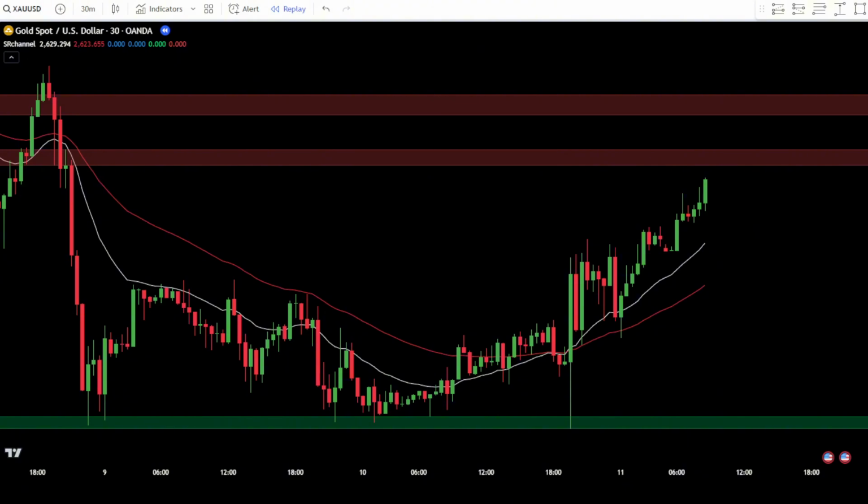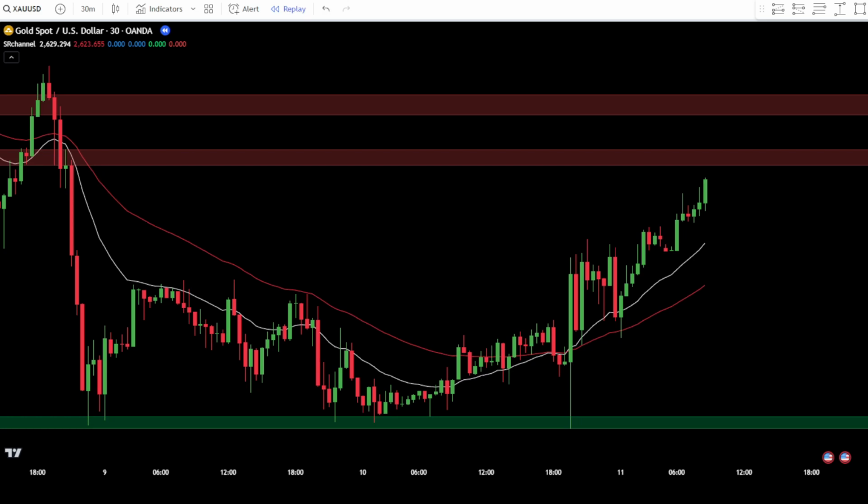The second use is as a trend guide in the market. If EMA 20 crosses above or stays above EMA 50, it is a sign of a bullish trend. If EMA 20 crosses below or stays below EMA 50, it is a sign of a bearish trend.